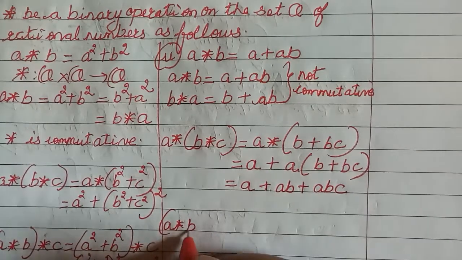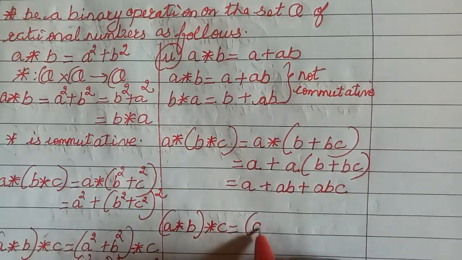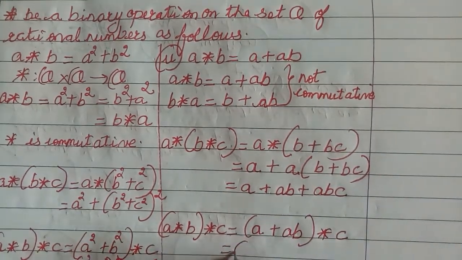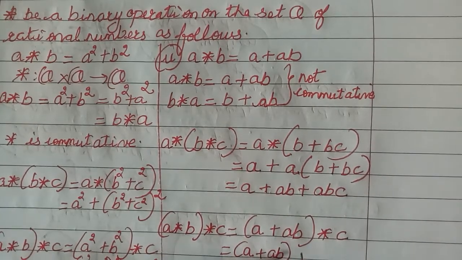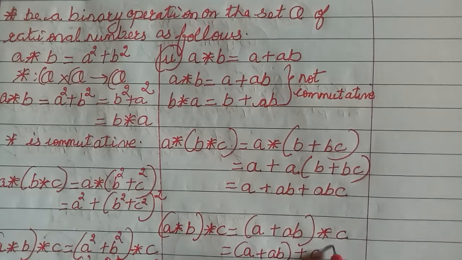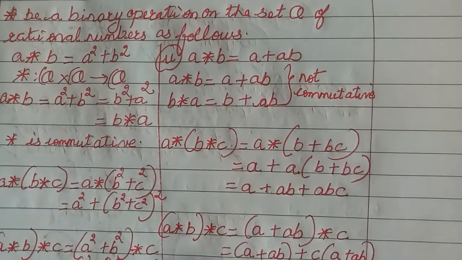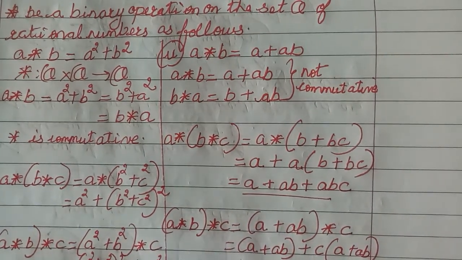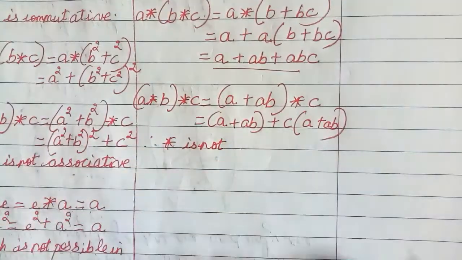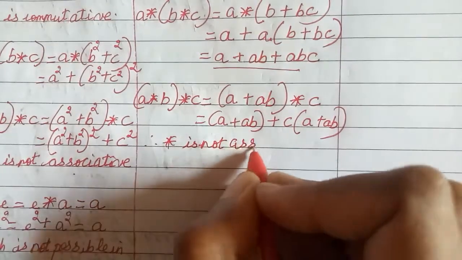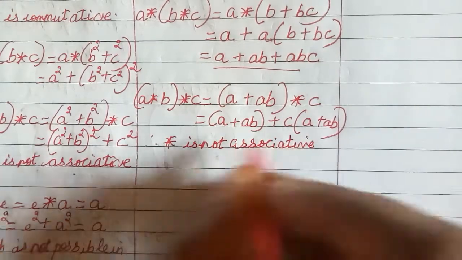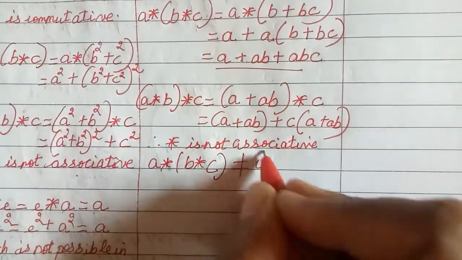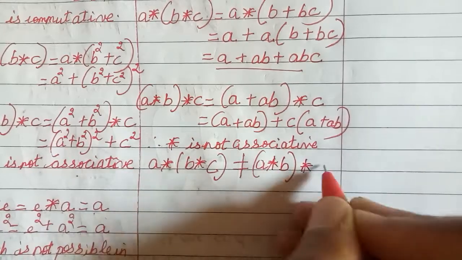Now what about the next part? A star B with C. So it is A plus AB with C. Next it will be A plus AB plus C times A plus AB. So without opening, I can say they are different, because there are 4 terms here and only 3 terms there. Therefore, star is not associative. Why is it not associative, children? Because A star B with C is not the same as A star B then with C.